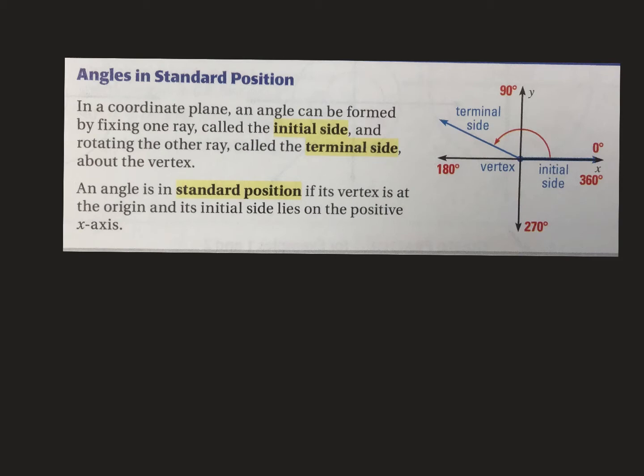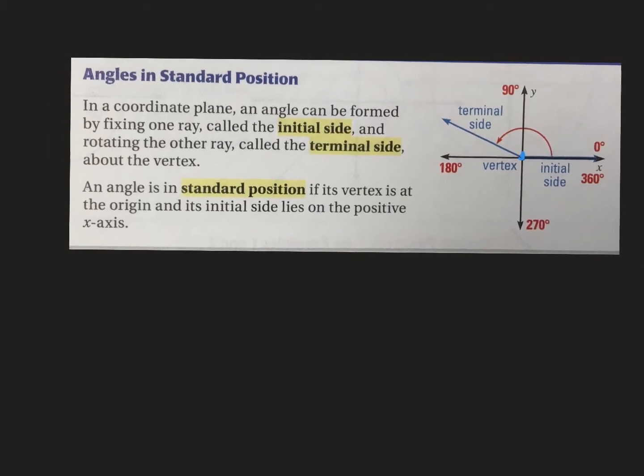Center position just means that the vertex of your angle is at the origin. The initial side is on the positive x-axis, and what's called the terminal side is somewhere else. So we're basically taking the terminal side and moving it around the circle, around the coordinate plane.